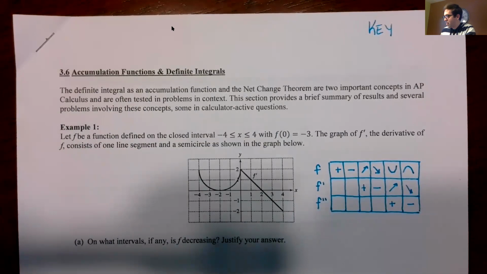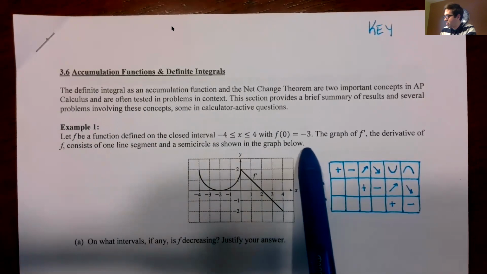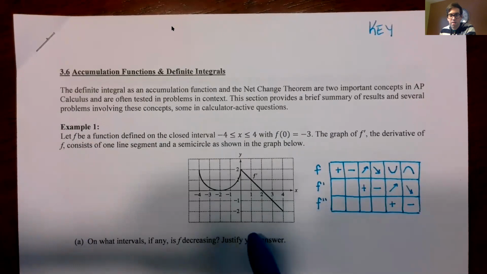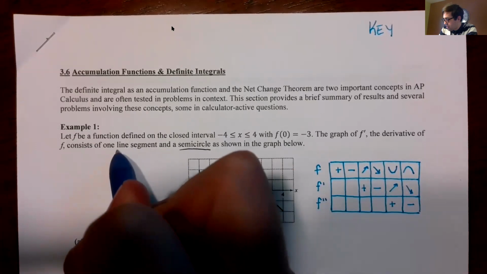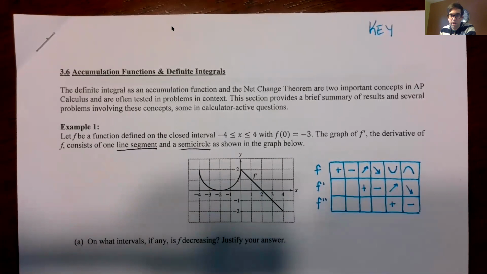Example 1. Let f be a function defined on the closed interval from -4 to 4 with f of 0 equals -3. So we're given an initial condition of f. The graph of f prime, the derivative of f, consists of one line segment and a semicircle as shown in the graph below. And as always, it's very helpful if they tell us that this is specifically a line segment and a semicircle, because that's going to help us with area, right? We can't just assume that this is actually circular with a radius, but since the question tells us it is, now we can assume that.